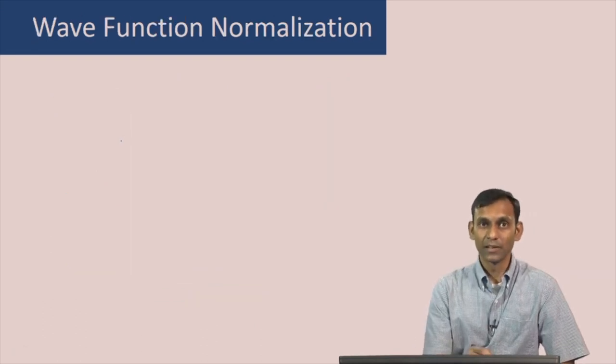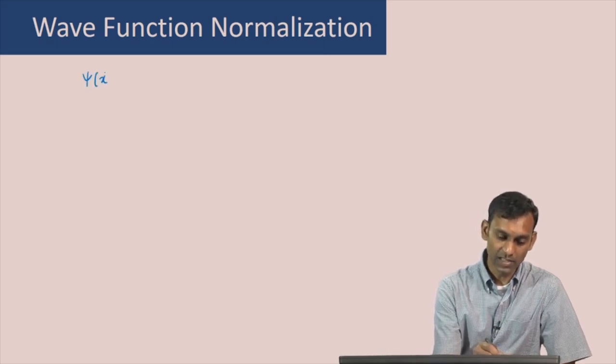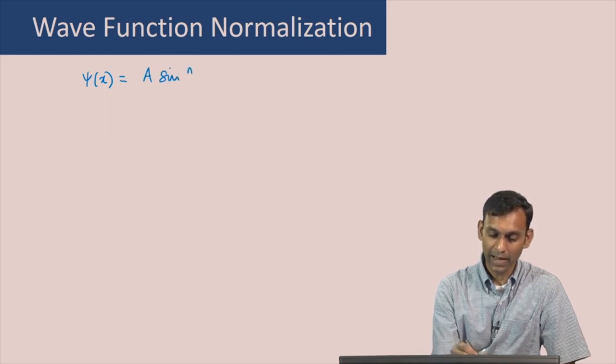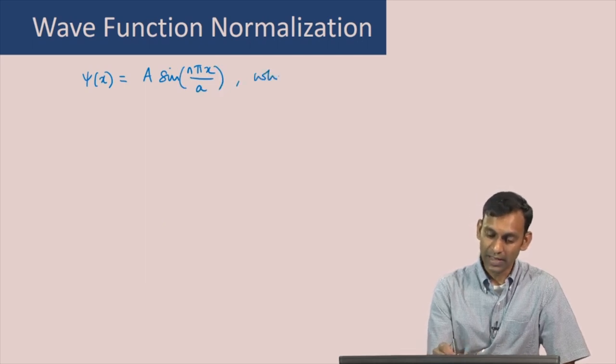Let us now examine the properties of these eigenfunctions. So, we have the eigenfunction to be psi of x is equal to A sine n pi x over a. The question is, what is A?